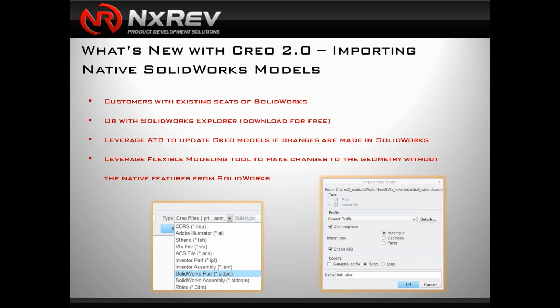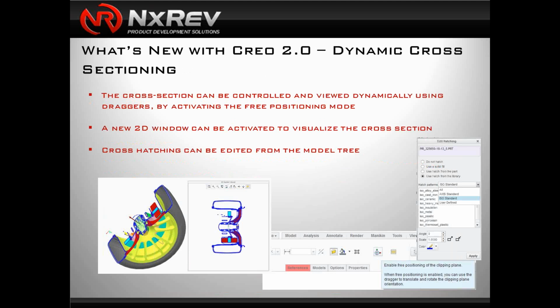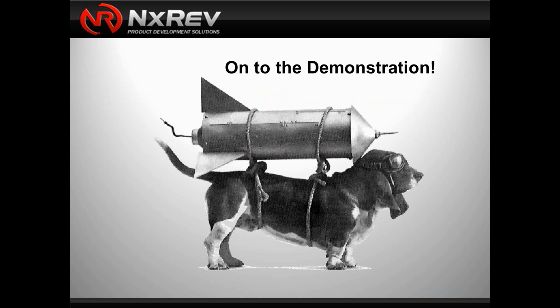Importing native SOLIDWORKS. If this is something that's valuable to you, I will be hosting a power hour tomorrow at noon all about SOLIDWORKS working with Creo Parametric. Dynamic cross-sectioning is brand new to Creo 2.0, and there's a number of ways to do it, as well as offering you a dynamically updating 2D view, which will show you and highlight any kind of interferences. These are also now stored in the model tree for rapid access.